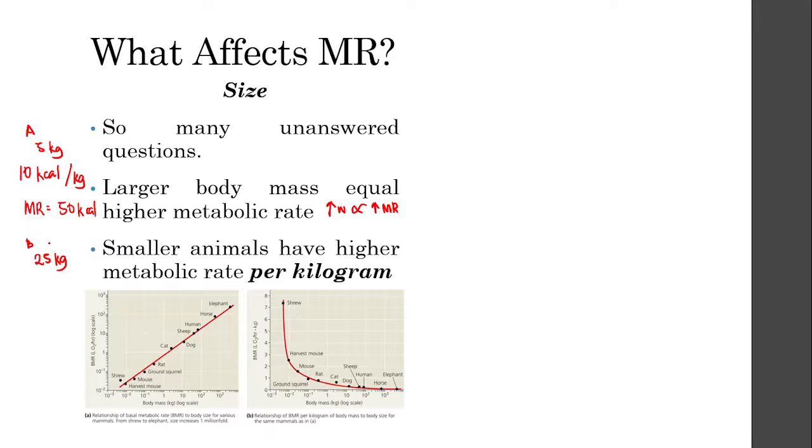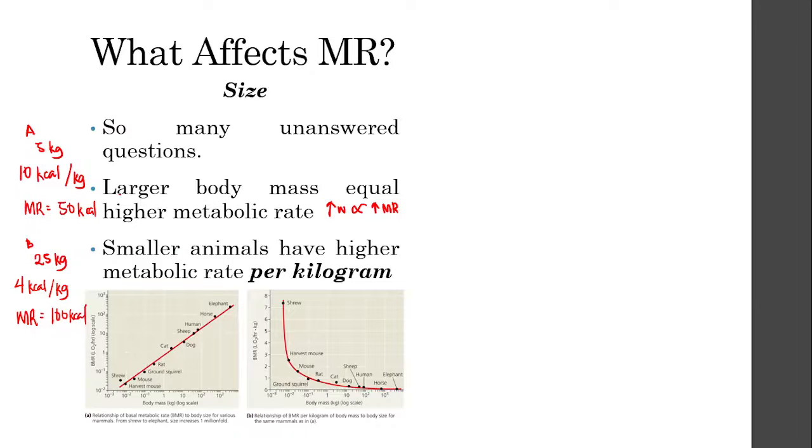Now let's look at animal B. Animal B is much larger. And larger animal, we know, should have higher metabolic rate. Therefore, it should have at least a higher metabolic rate than animal A. But why is it that per kilogram it has a much lower metabolic rate? Well, since it's a bigger animal, let's say this animal has a metabolic rate of 4 kilocalories per kilogram. If we measure this, 25 times 4 tells you that animal B has a metabolic rate of 100 kilocalories.